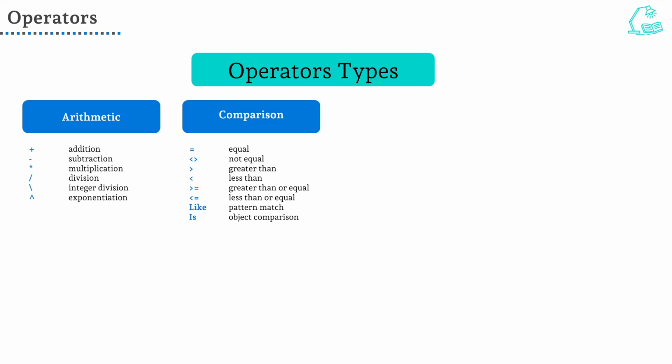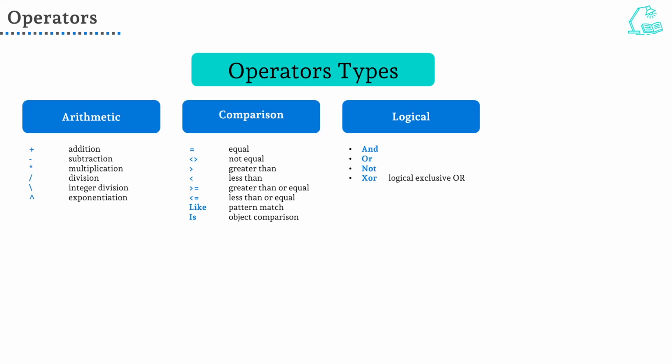The third group is logical operators, which help combine or negate conditions. Operators such as AND, OR, NOT, and XOR allow us to build complex logical rules by combining multiple expressions. They are heavily used in if statements, filtering logic, and any scenario that requires evaluating multiple conditions at once.